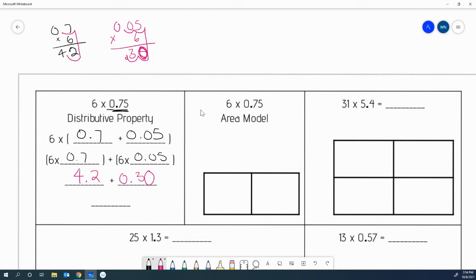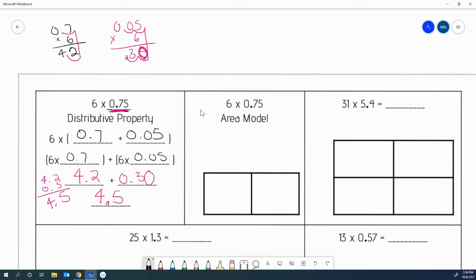I'm going to go ahead and review how I got that. Remember, all I did is break apart this 75 hundredths into 7 tenths and 5 hundredths. Then I said 6 times 7 tenths plus 6 times 5 hundredths. Then we just went down. 6 times 7 tenths is 4 and 2 tenths. 6 times 5 hundredths is 3 tenths or 30 hundredths. Now all we have to do is add it together. 4 and 2 tenths plus 3 tenths is 4 and 5 tenths. So that's how I got the answer there.